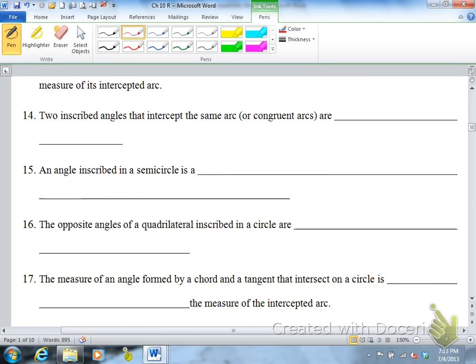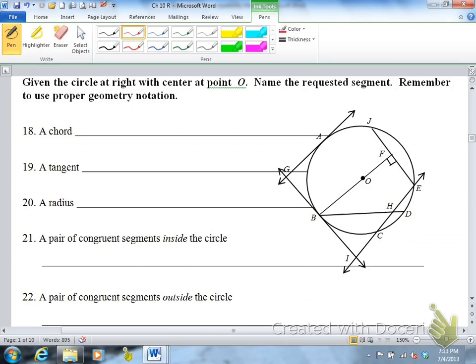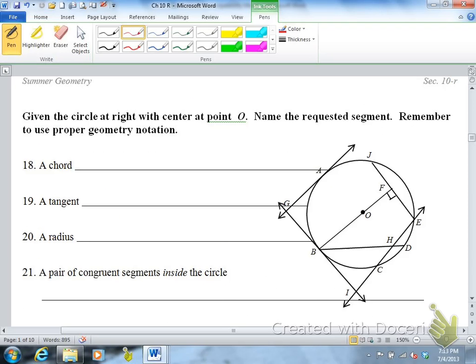There's a lot more other... there we go. This looks pretty crazy. Hopefully you had time to do this. A chord, there are a lot of options for chords. You could pick segment BD is a chord. You could pick EC is a chord. Mainly you just need 2 points, 2 endpoints of a segment that lie on the circle. JE is a chord, that's another one. And you just need to state one.